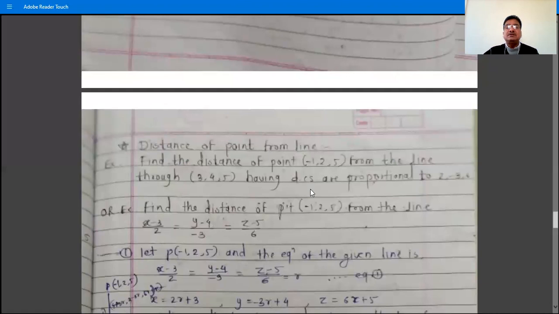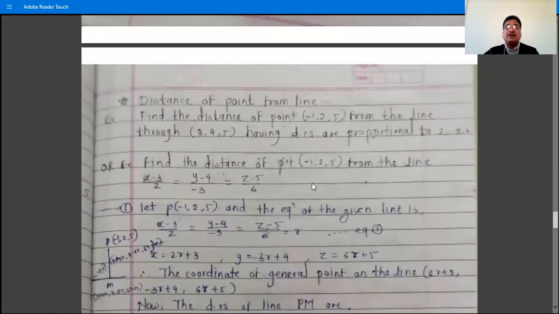The distance of a point from a line is the next topic. We will see this in the next lecture.